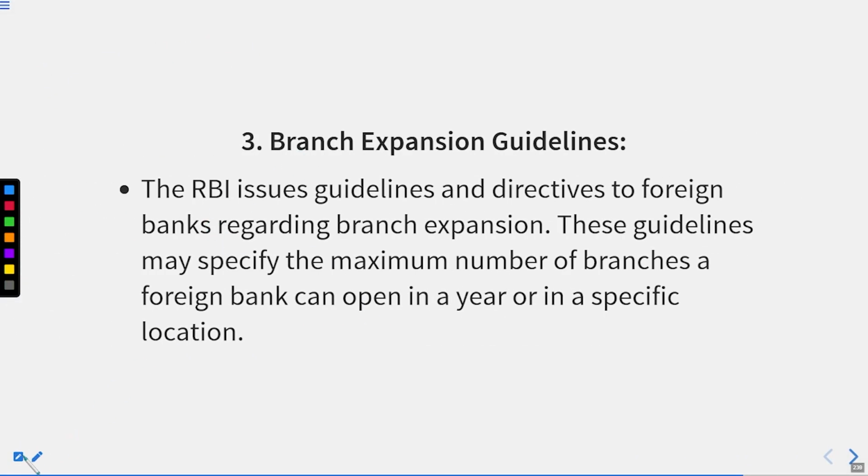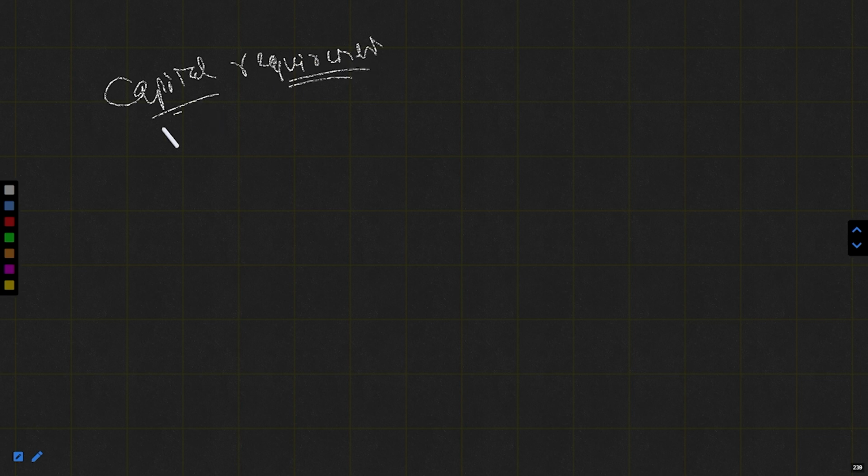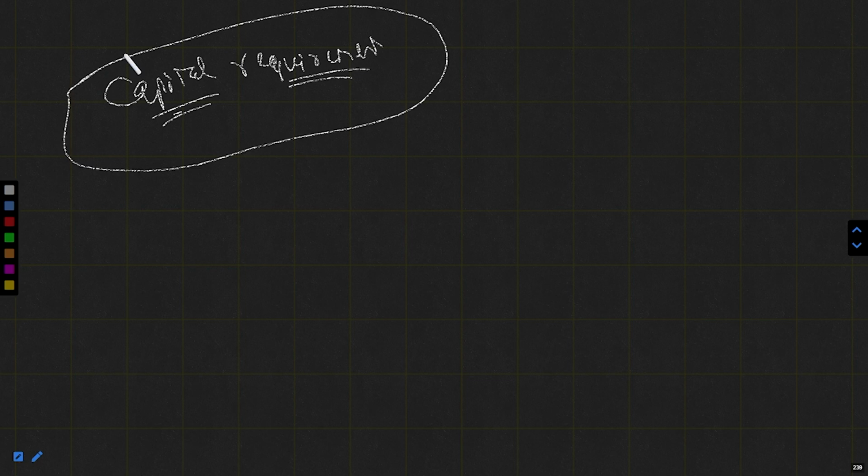But here is one thing also. What is that thing? Capital requirement. Like in the first thing, I had told you that the financial stability of the bank must be met. Which means that the bank must be financially able to sustain the expansion of the branches as well as the existing branches. All right. So there might be some provision for the capital requirement for opening a new branch, right? Yes, we have the provision.